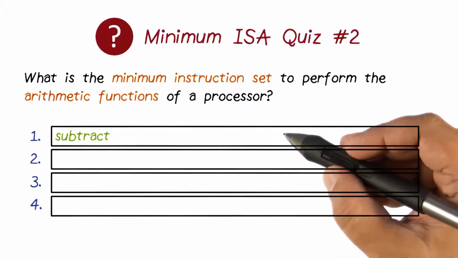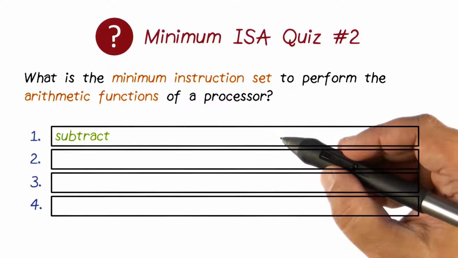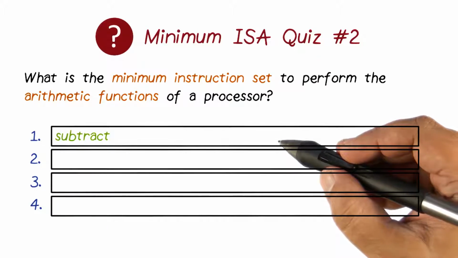The answer is subtract. Many of you might have written an answer addition, but that's not the right answer. The right answer is subtraction. Why? Because you can use subtraction to implement addition, but you cannot use addition to implement subtraction.